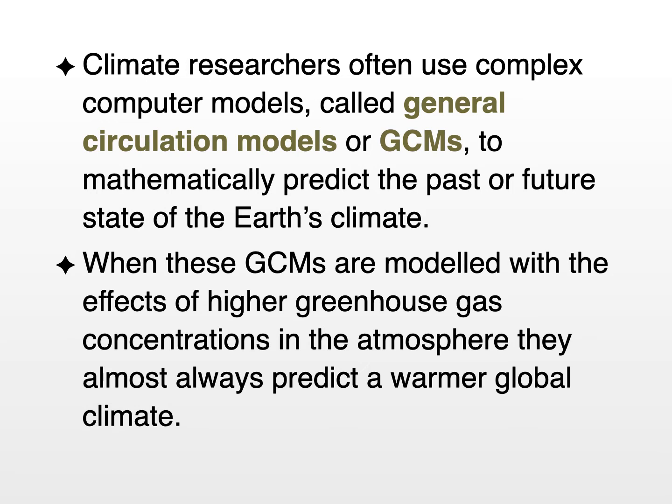So to predict the future, climate researchers use complex computer models called general circulation models, or GCMs for short, to use mathematics and physics and our knowledge about how the climate system works to predict the future state of the climate. We also run these models backwards to predict or to prove what has occurred was due to the modification of things like the greenhouse effect. When these GCMs are modeled with higher greenhouse gas concentrations in the atmosphere, they always predict a much warmer climate.